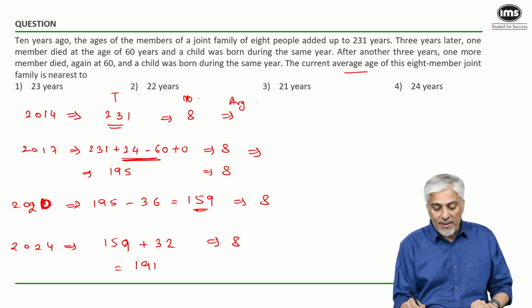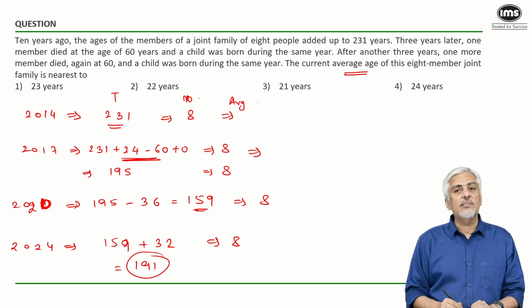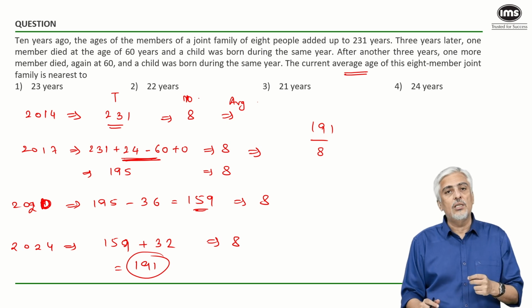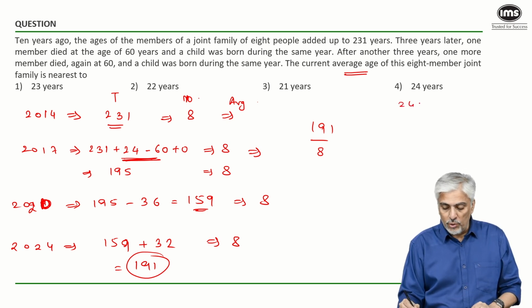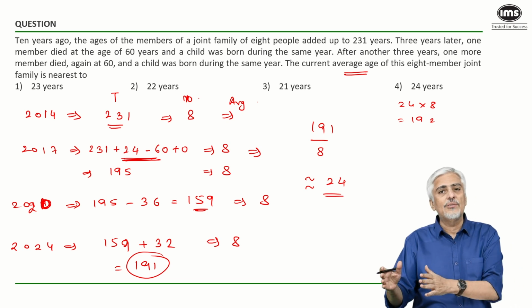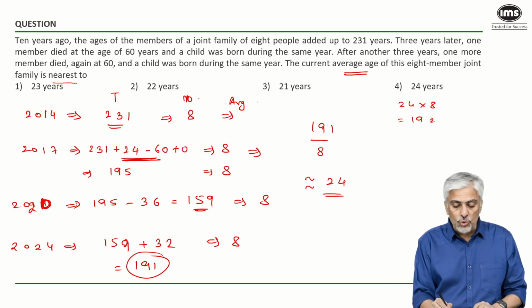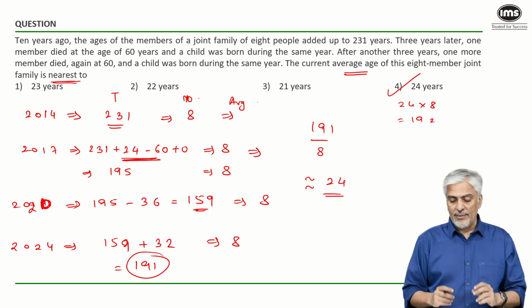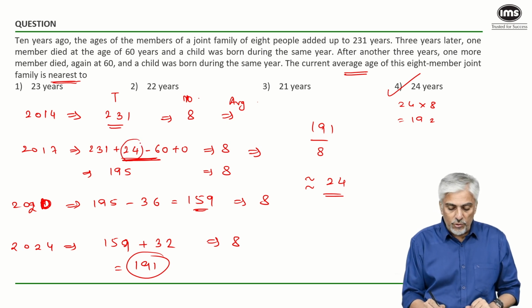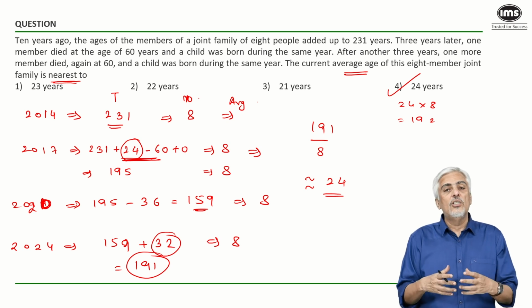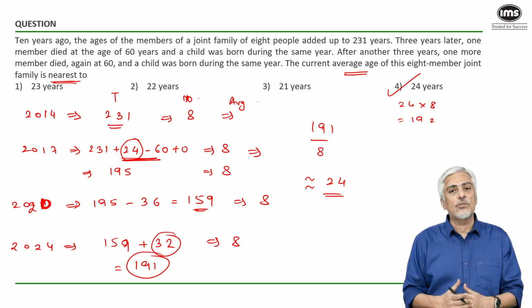We want to find the current average age. So 191 is the total age of the 8 members. 191 divided by 8 is slightly. What is 24 eighths? If you do 24 eighths, I think it's 192. Right? Yeah. So it is slightly less than 24. Approximately 24. 23 point something. And they have said it will be nearest to 24. Hence the answer will be the 4th option. Pretty interesting question. Very important is why this 24 is added. Why again the 24 is added second time and why 32 is added? Because everybody grows older. So the total of the family increases accordingly.